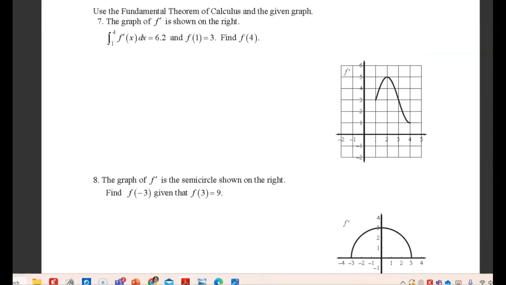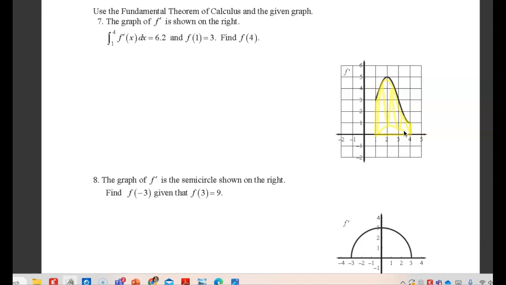And then it's just been a while, so I want to do at least another graph with you. The other part to the first fundamental theorem of calc was the graphing. So we have the integral from 1 to 4. Again, we're talking about that yellow region in there is equal to 6.2.